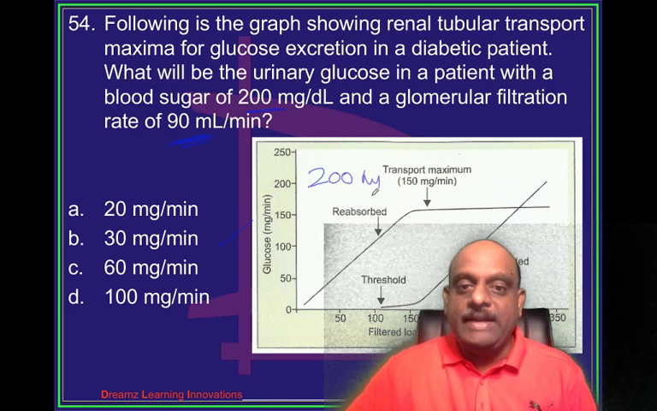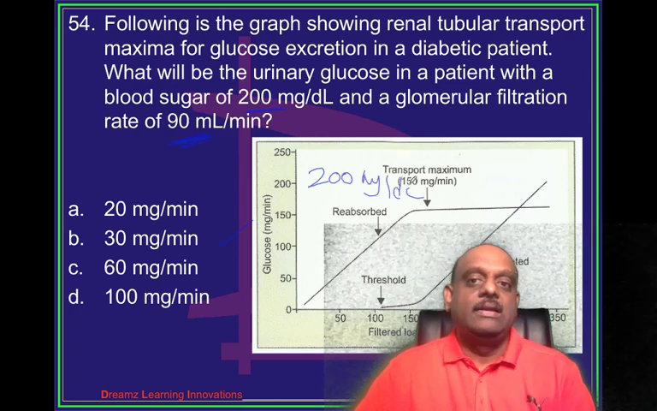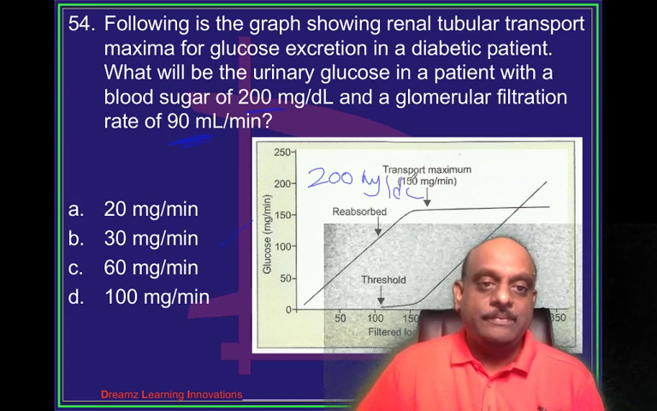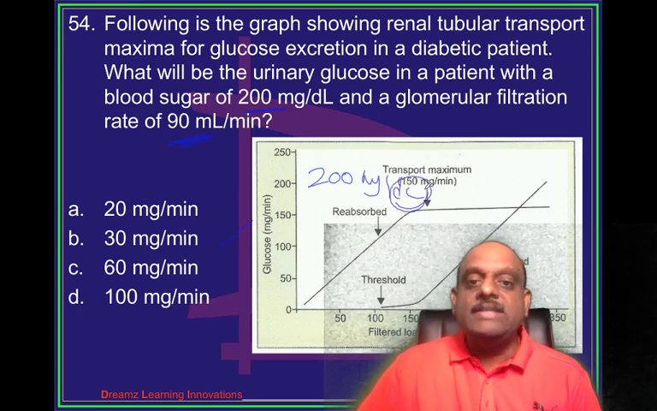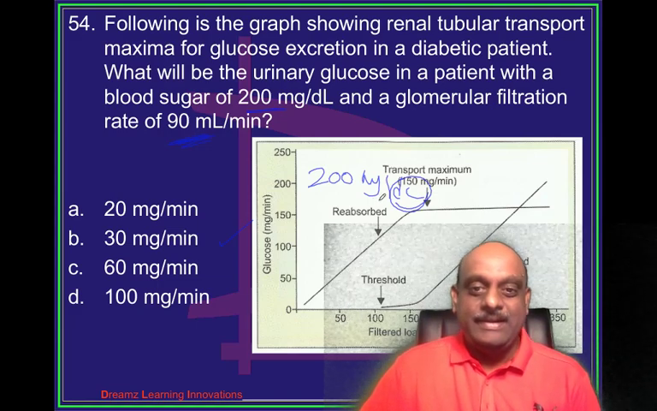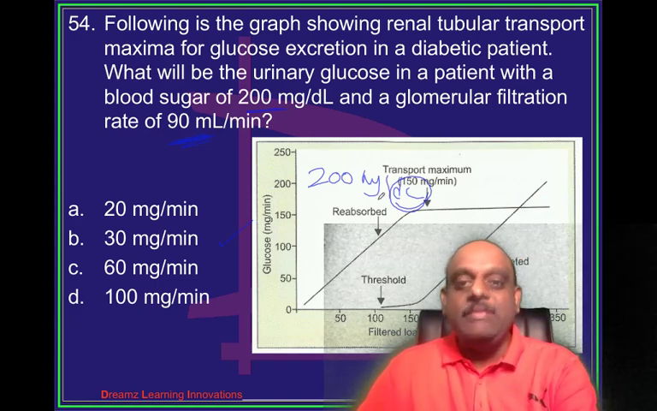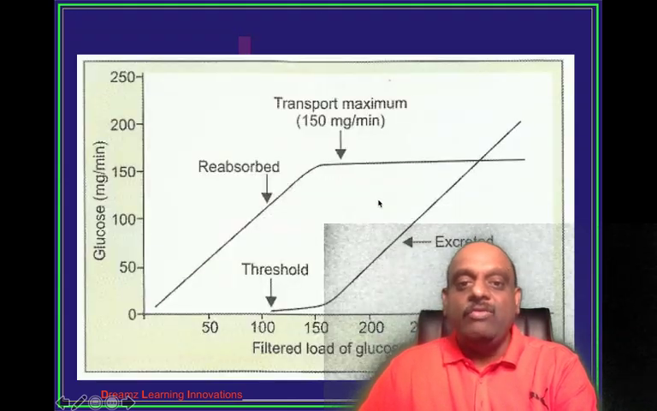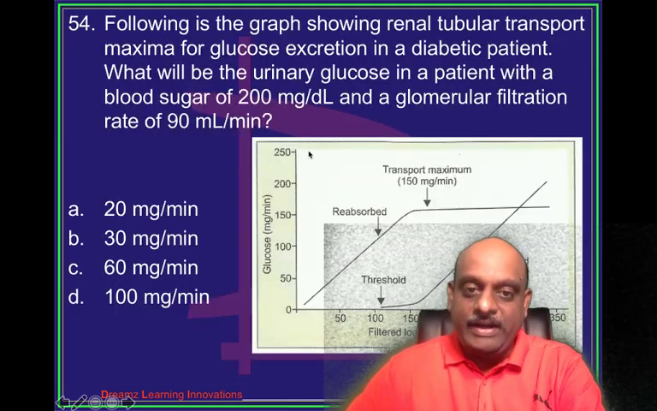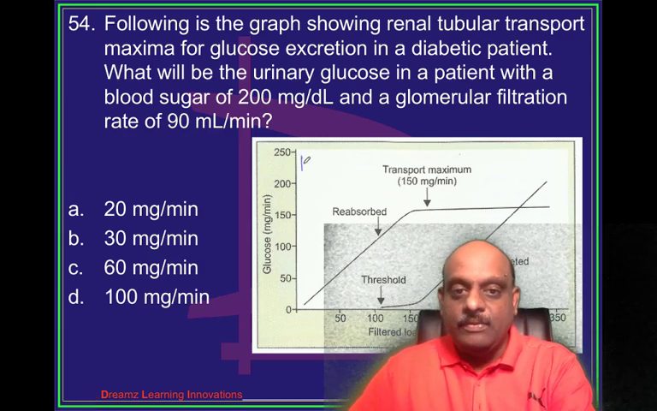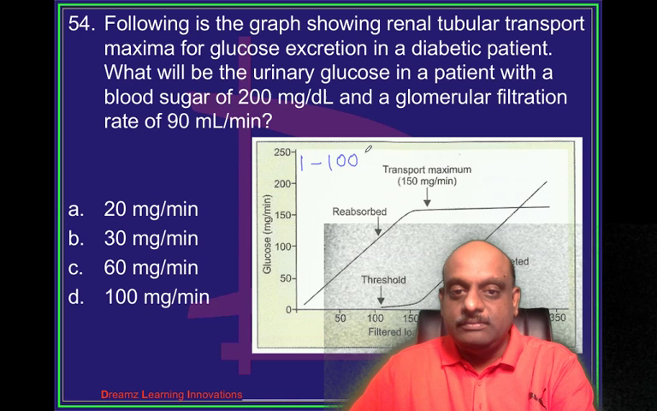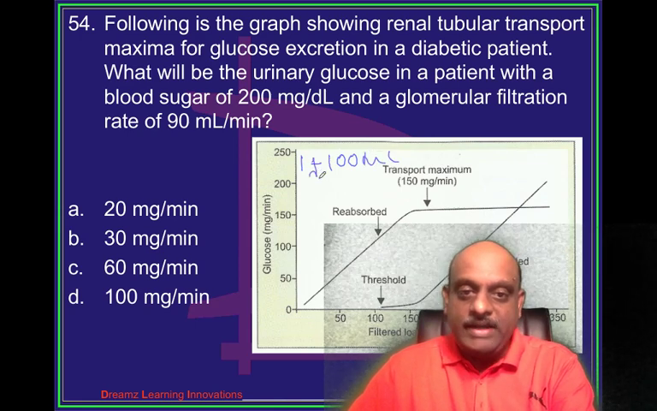So, 200 milligram per deciliter is the blood sugar. And how many deciliter make the milliliter? That you need to be very sure, doctor. 1 deciliter is 100 ml. 1 deciliter is 100 ml.